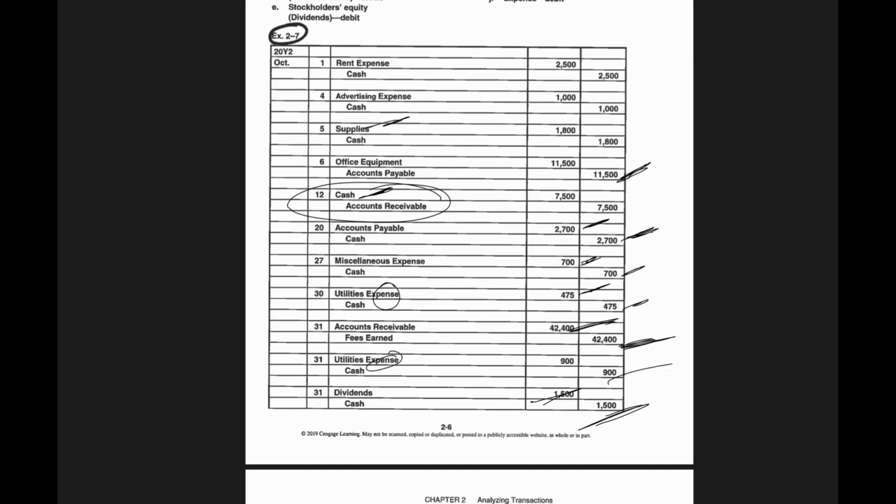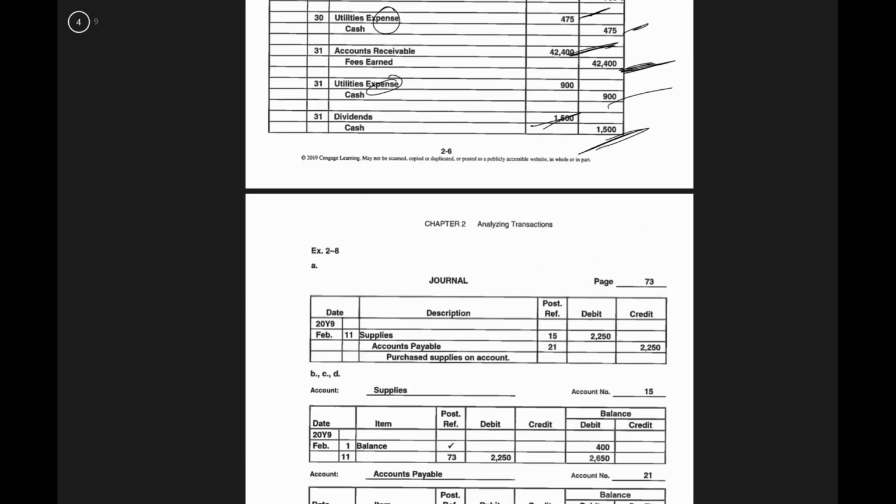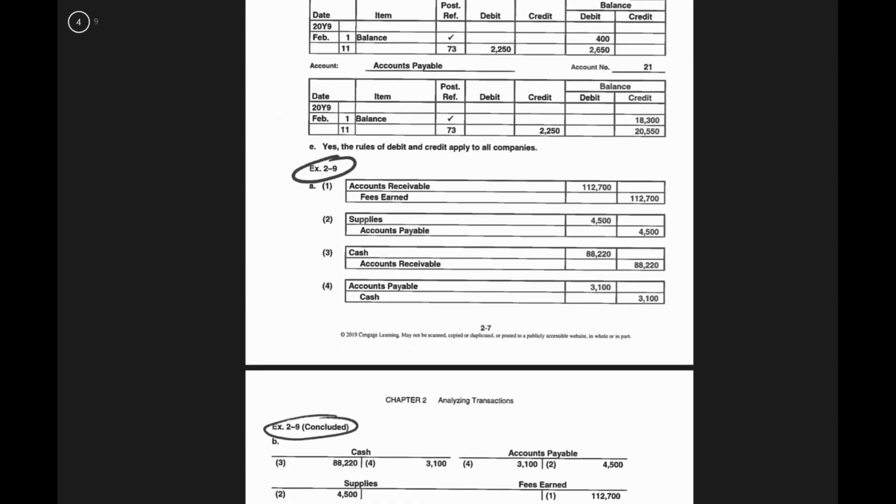Exercise number 9, the following selected transactions were completed during July. And it says here, do the journal entries for number 9. All right, so billed customers for fees. Again, we billed them because they didn't pay us. We earned the fees, so we debit AR. Number 2, purchase supplies on account. Debit the asset and credit the payable because we didn't pay for it.